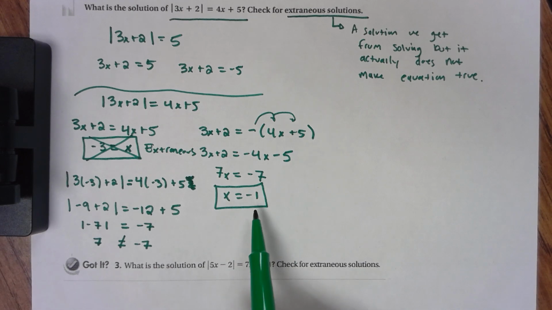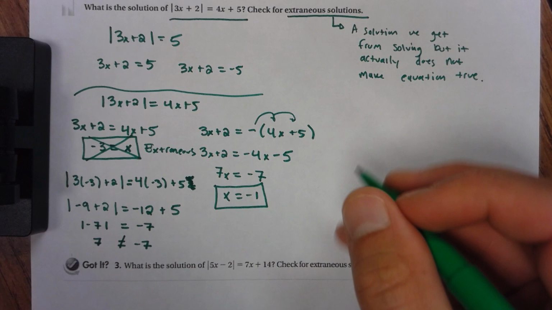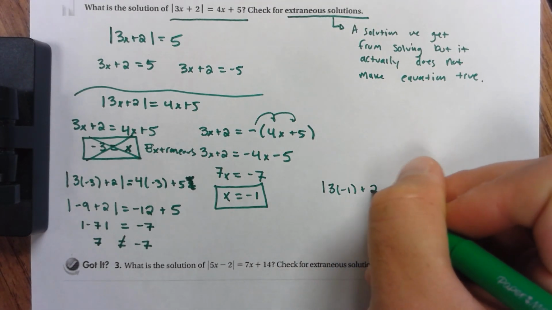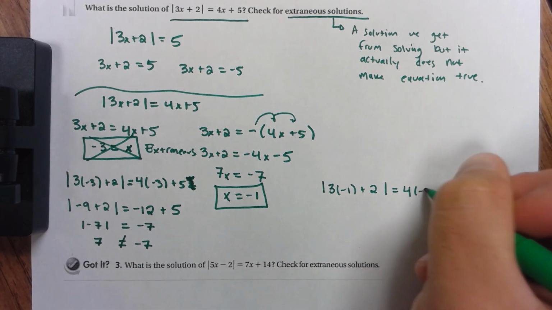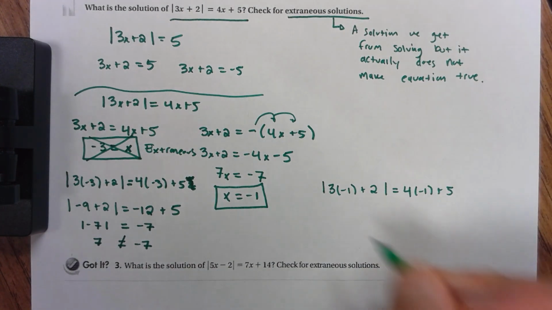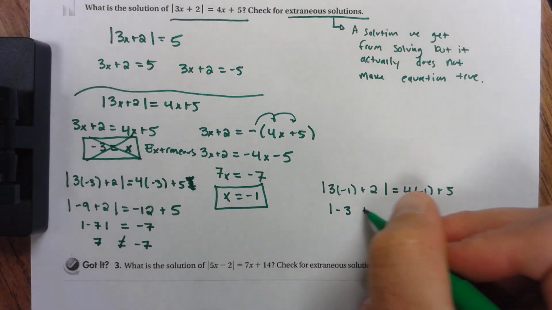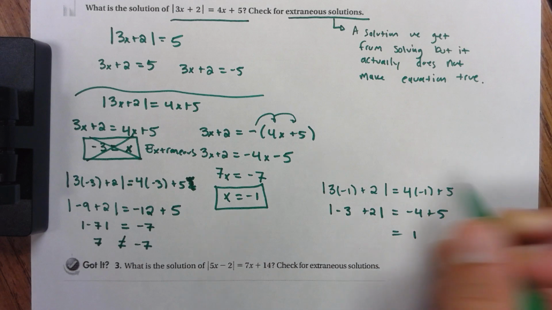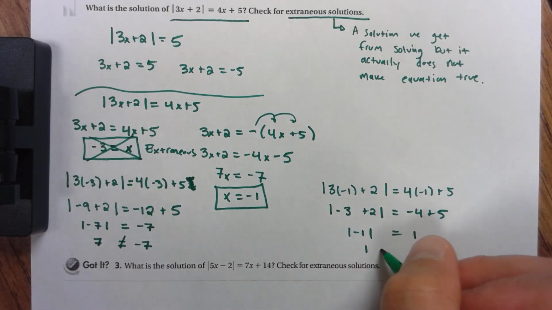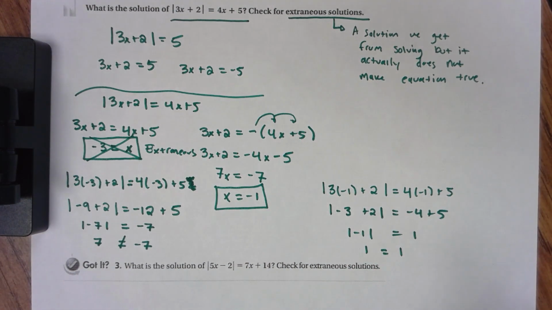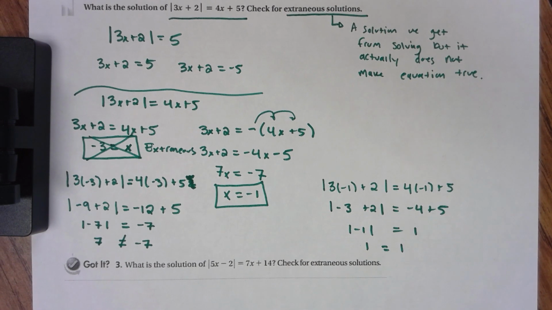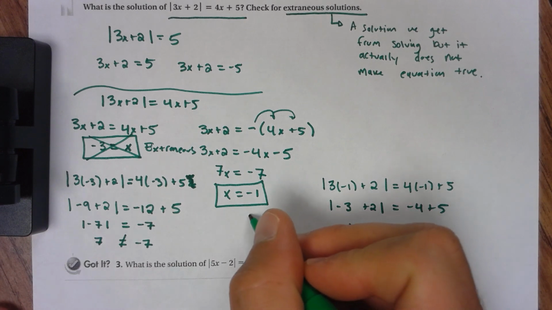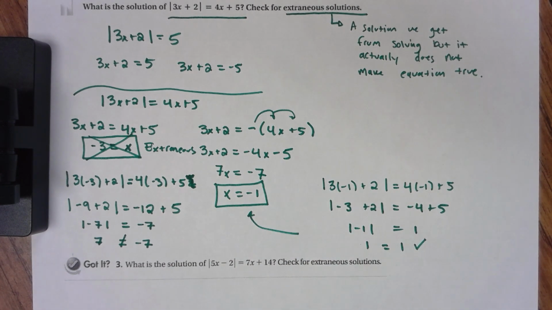Let's just make sure that that does not happen with negative 1. So this is the absolute value of 3 times negative 1 plus 2 equals 4 times negative 1 plus 5. So the absolute value of negative 3 plus 2, and negative 4 plus 5, that's 1. The absolute value of negative 1 is 1, and negative 4 plus 5 is also 1. So in this case, since we end with a true statement, that tells us that negative 1 is an actual solution.